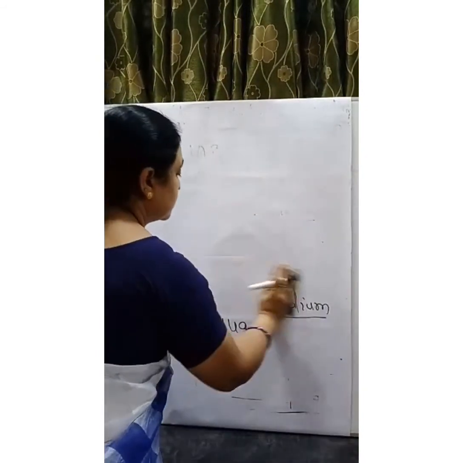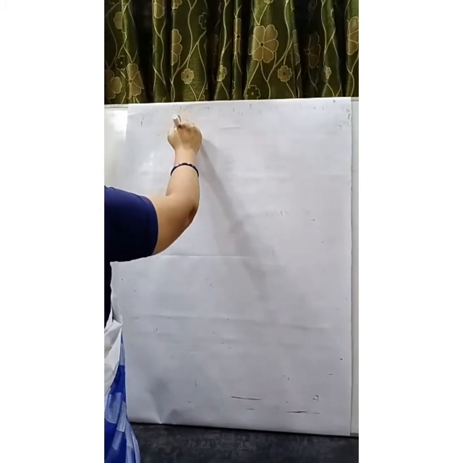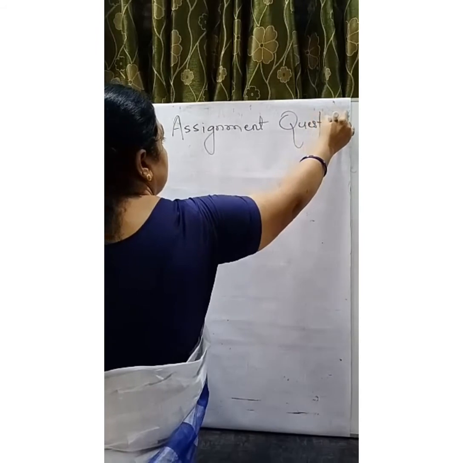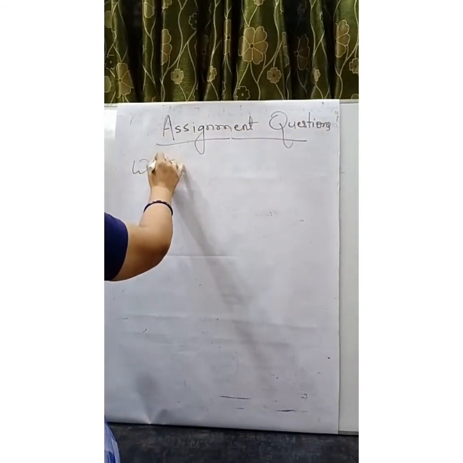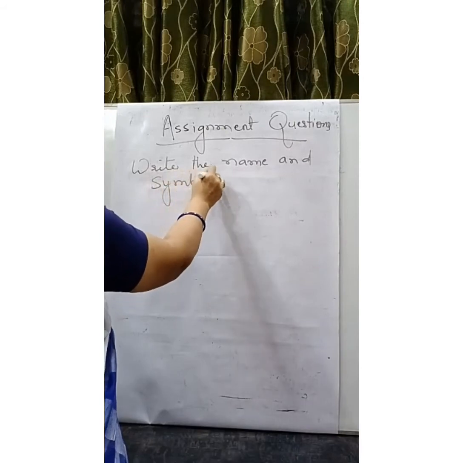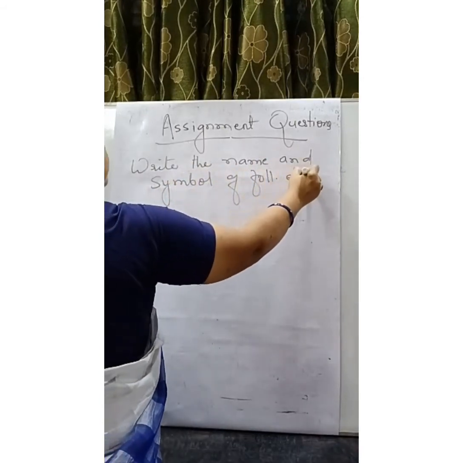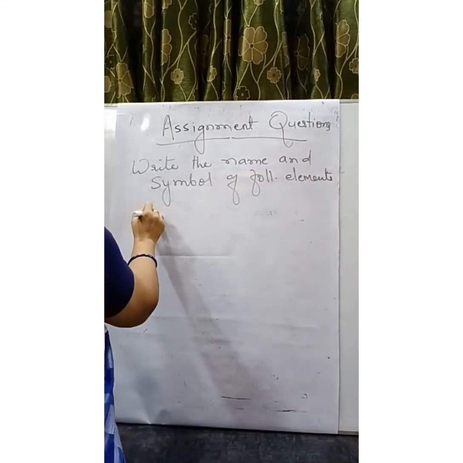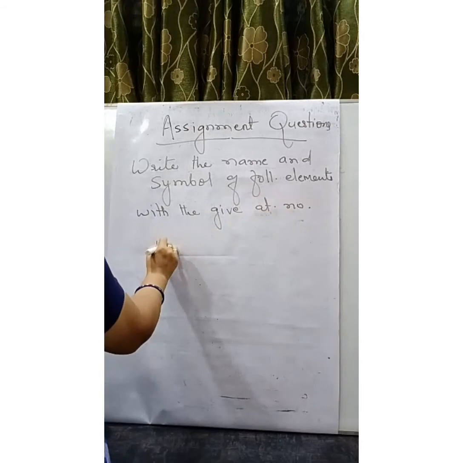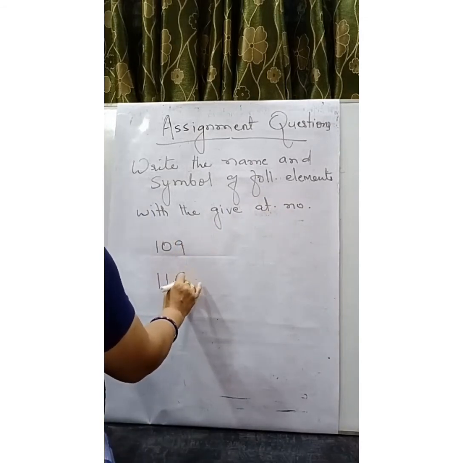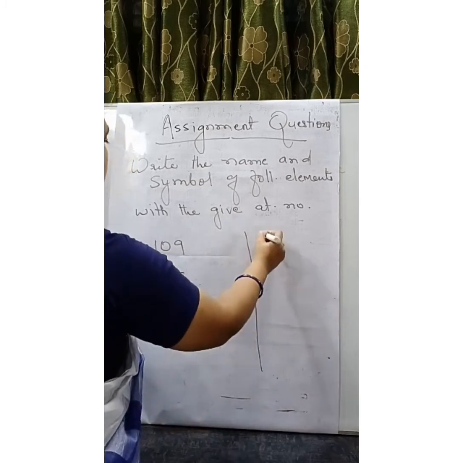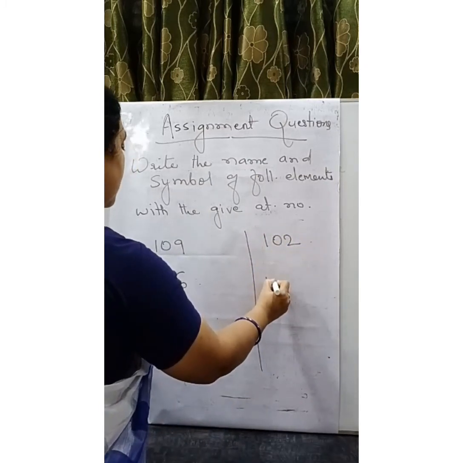Note down these assignment questions which you are going to work out on your own. Write the name and symbol of the following elements with the given atomic number: 109, 116, 103, 102 and 112.